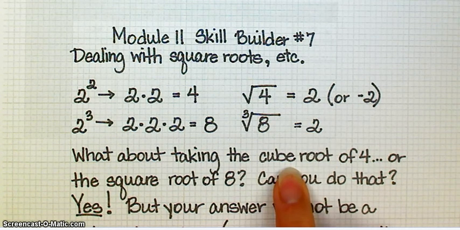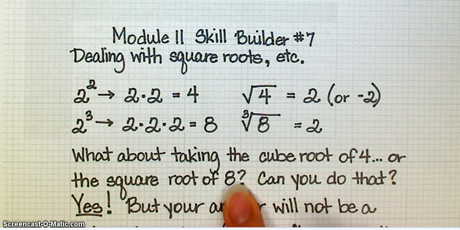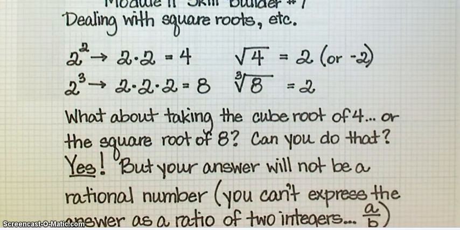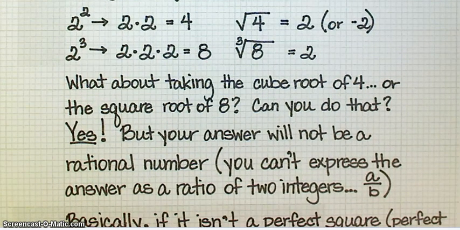Well, could you take the cube root of 4? And the answer is yeah, you can. Could you take the square root of 8? Can you do that? Yes. But the problem is your answer is not going to be a rational number. In other words, you're not going to be able to express that number as a ratio of 2 integers. Let me pull up my calculator and I will show you what I am talking about.